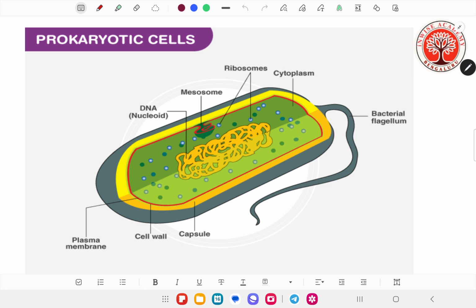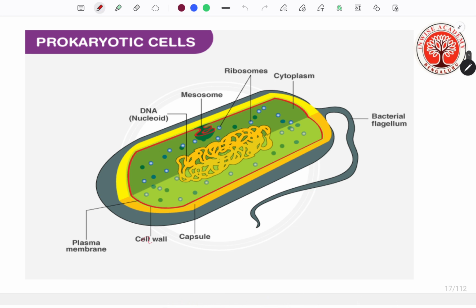Okay, this is how our prokaryotic cell will look. It has a simple outer covering. There are two types of covering it has. One is the plasma membrane, which is the innermost covering, and the cell wall, which is the outermost covering. And the inside material, this green colored liquid or gel kind of thing, is called the cytoplasm.